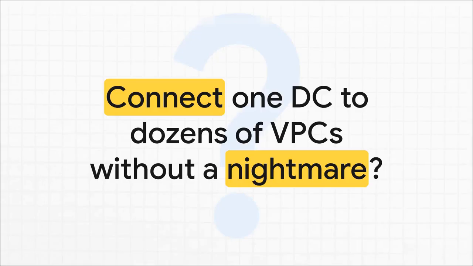So let's dive into this core headache that pretty much every growing enterprise faces at some point. How on earth do you connect one data center to dozens of VPCs without creating just an absolute management nightmare? Because it really is a massive challenge. When you've got just one cloud environment, sure, things are pretty easy. But as your business scales up, your network complexity can literally skyrocket. And that leads to routing errors, security gaps, and total operational chaos.